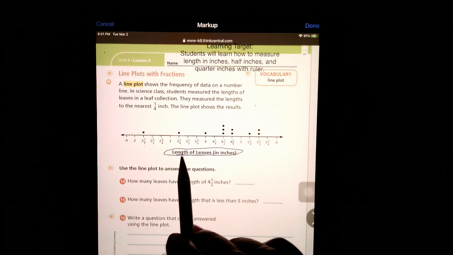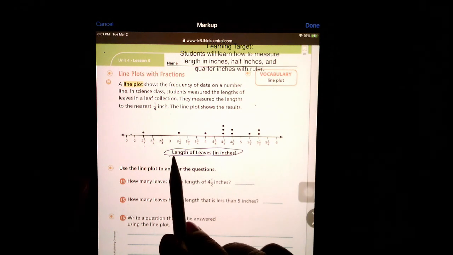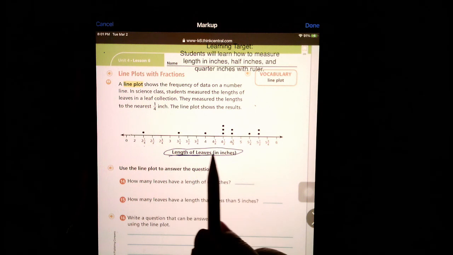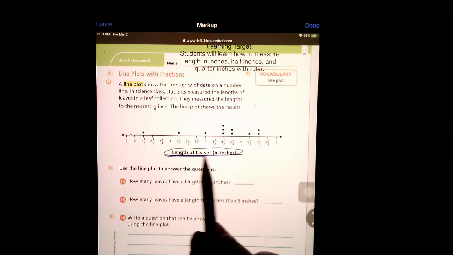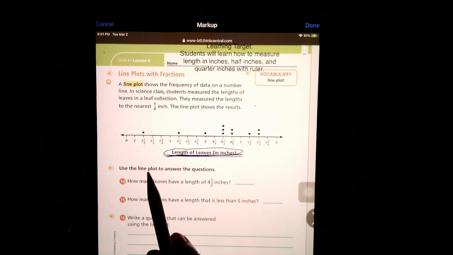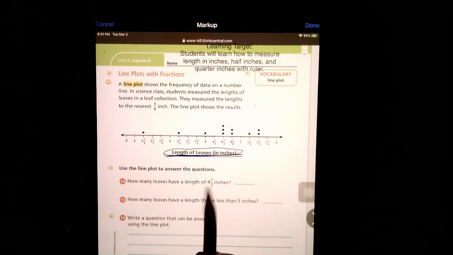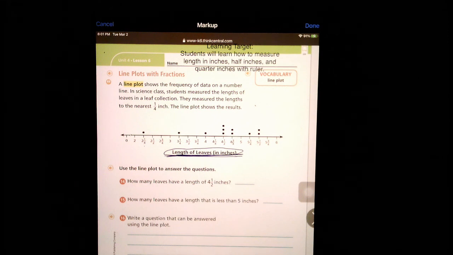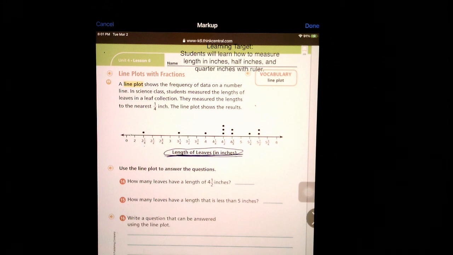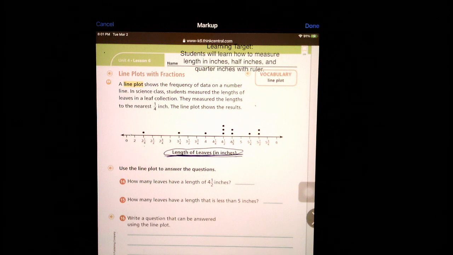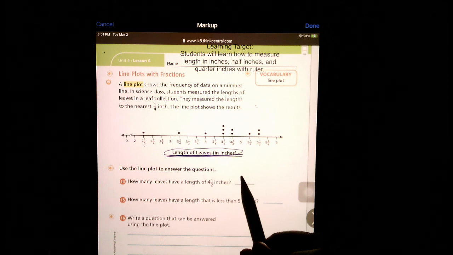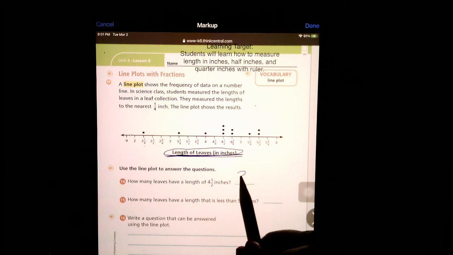So remember, we look at the title to determine what we're talking about, and they're talking about length of leaves in inches. Okay, so now it tells us to use the line plot to answer the questions. How many leaves have a length of 4.5 inches? Go and see how many dots are there, and that's how you're going to know how many leaves measure that length. Pause the video, and then I'm going to write the answer on the line. Okay, welcome back. If you said there were 3, then you are correct.